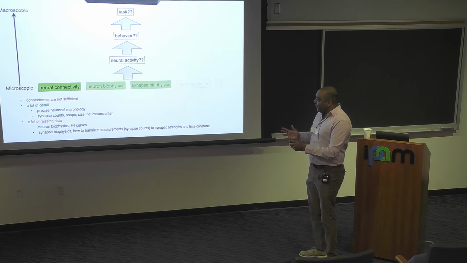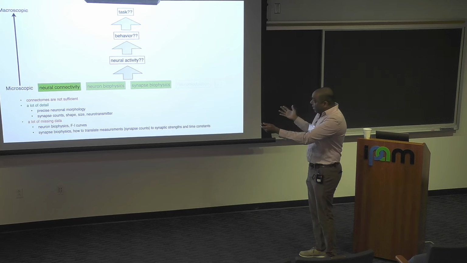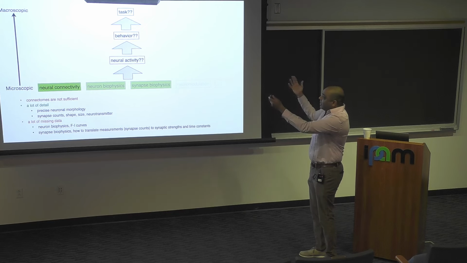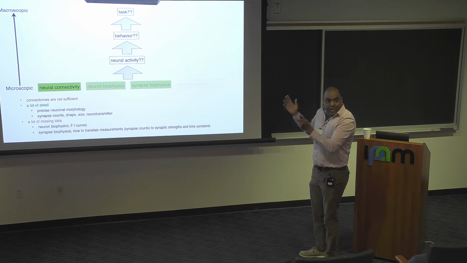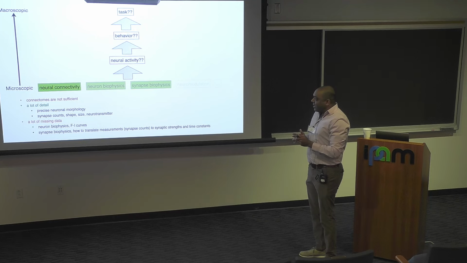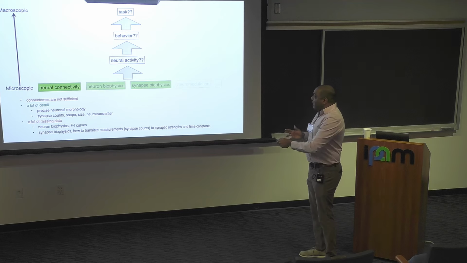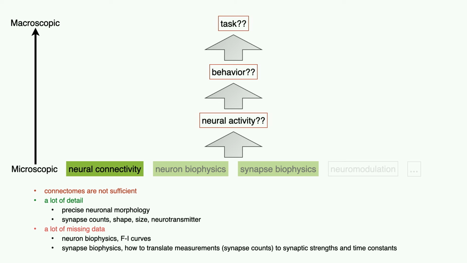That's the situation that we're in. If you think about simulating from the bottom up using these microscopic measurements and asking how well can you predict the macroscopic behavior of the brain and the animal, this is not really well posed. Different choices of the dynamics could give you different patterns of neural activity, even with the same connectivity.